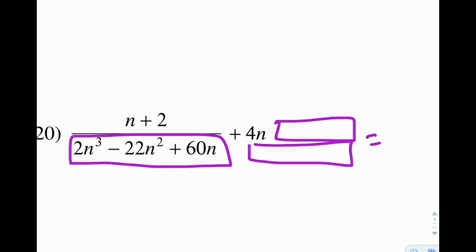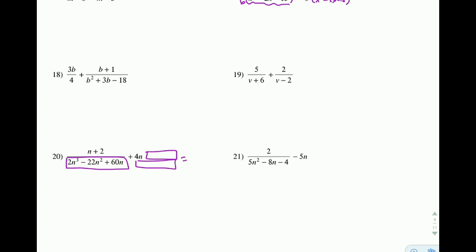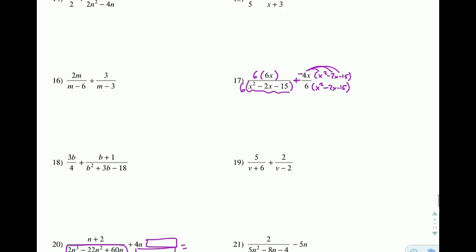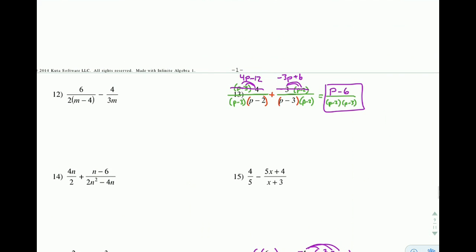So these can get pretty complicated. Make sure you're asking lots of questions, working with your peers for help, and taking your time with all of these steps. Good luck.